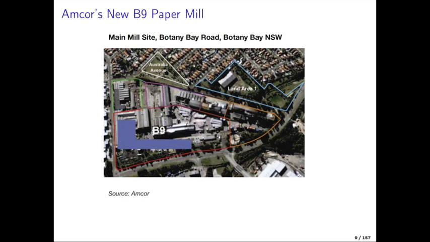So John was sent into these rooms with all these documents to figure out about these firms and how they're competing. And then he found this book with a plan for a brand new paper mill. It's called B9.